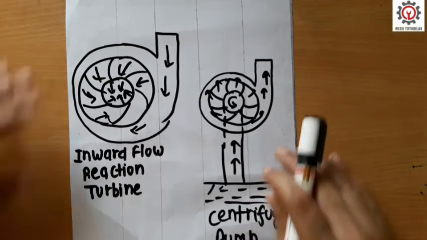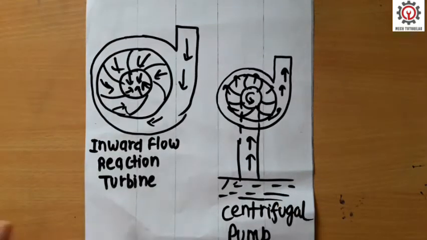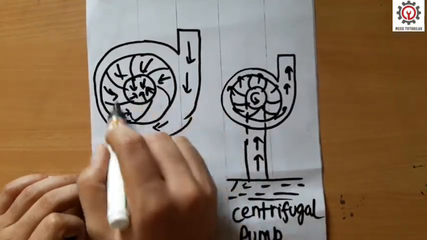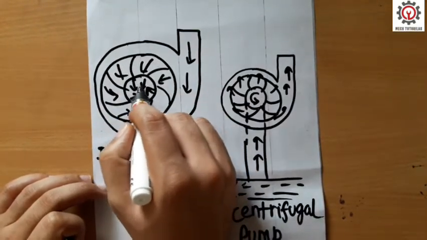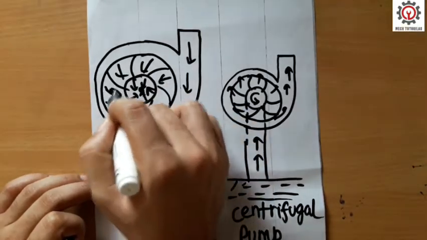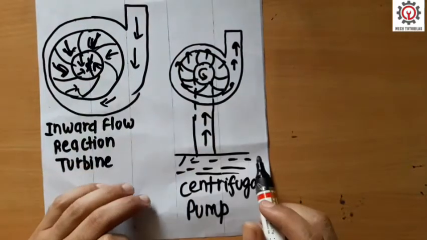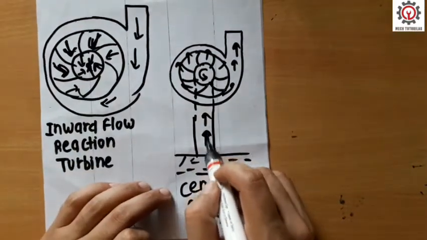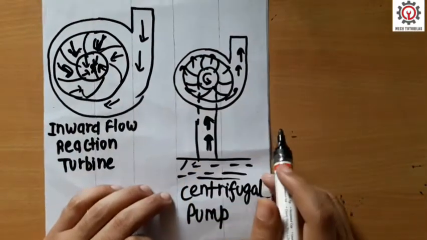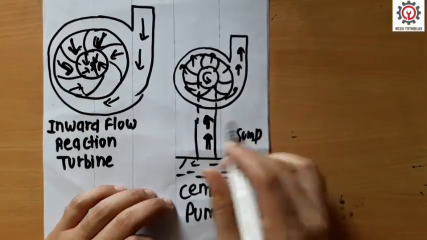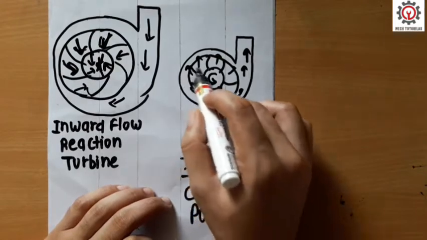All right, so let's see. In an inward flow reaction turbine, water enters the turbine and flows inwardly towards the center of the impeller. In the case of a centrifugal pump, the water is sucked from the sump by the suction pipe, and water enters and flows.